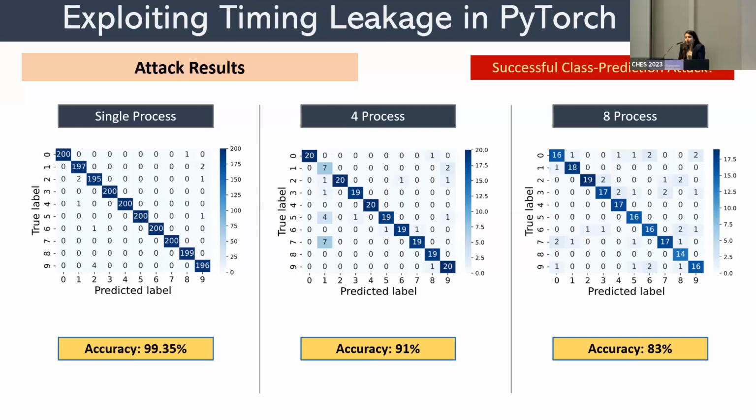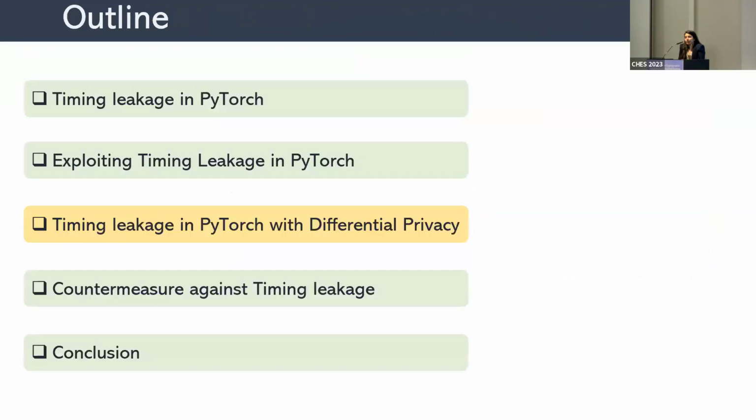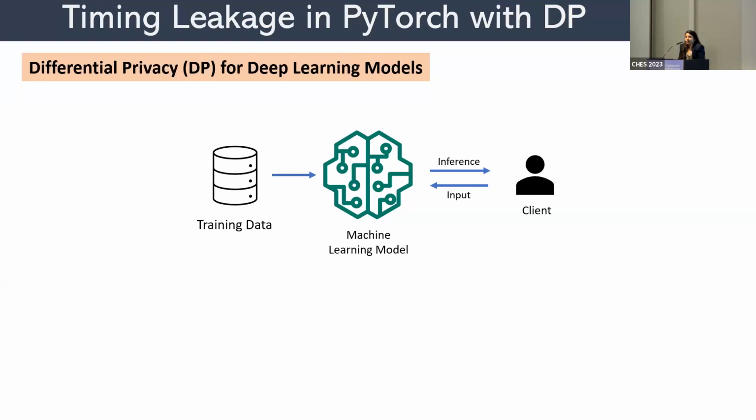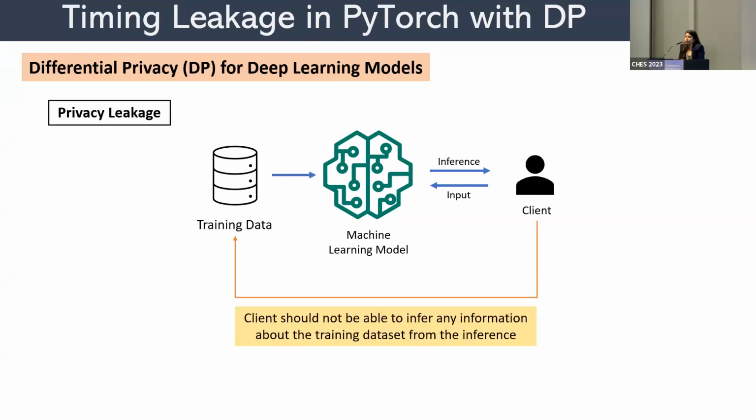So now we stop here and we move on to something called differential privacy, and we look at how the attack we did can be used to exploit user privacy. So let's say we have a machine learning model trained on some training data, and the client is accessing this model, giving input and getting the inference out. The idea is that the client should not be able to infer any information about the training dataset from the output it's getting from the machine learning model.